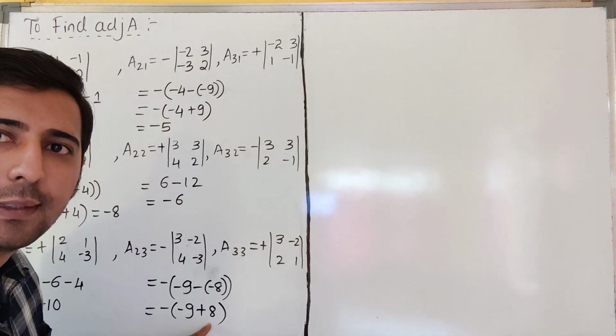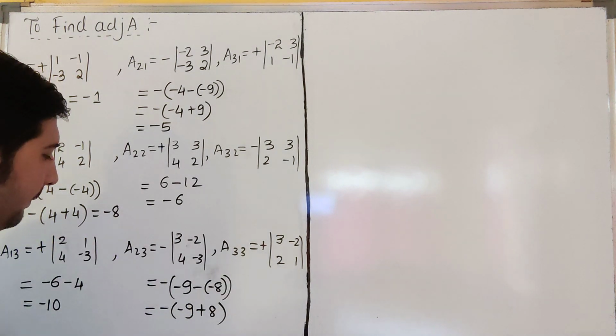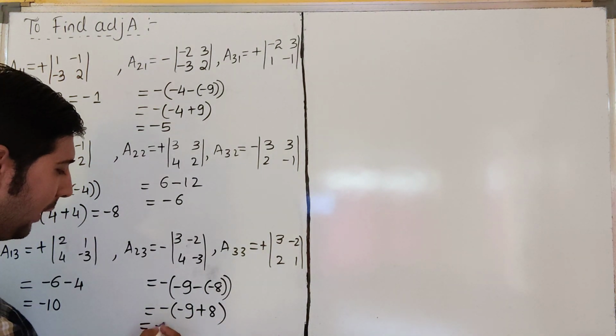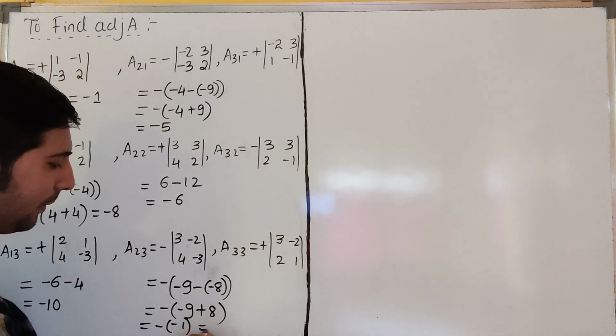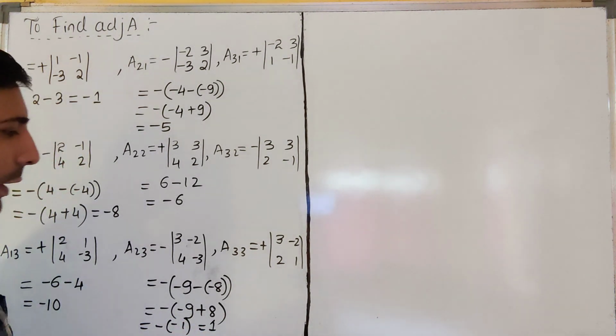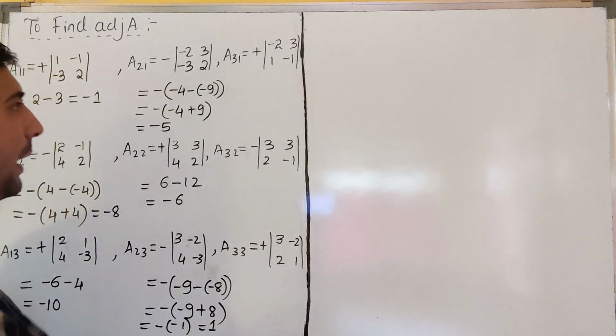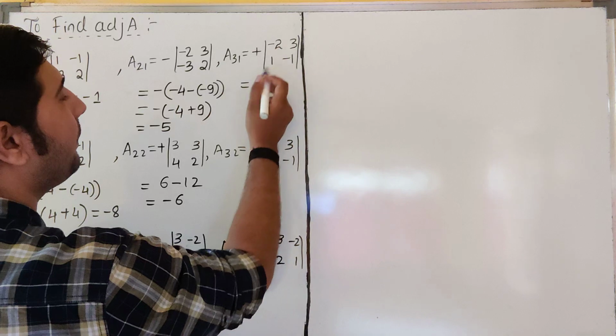So now see, minus 9, minus into minus, plus 8. Minus 9 plus 8 is how much? Minus 1. So minus 1 I can write. Minus 1, minus into minus, plus 1, dear students. You got plus 1, dear students. A23. Clear? So next we'll simplify this also.